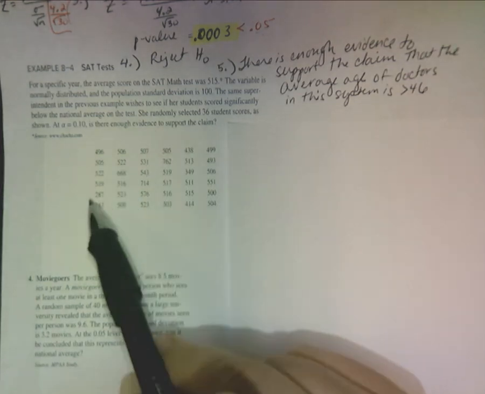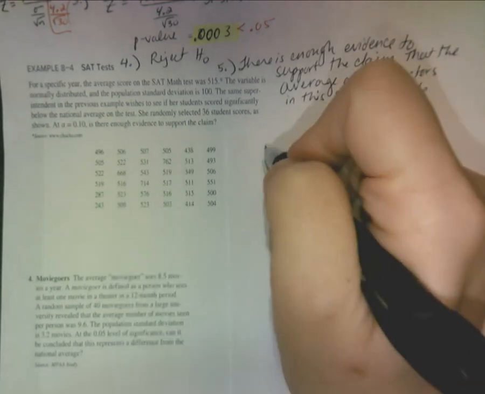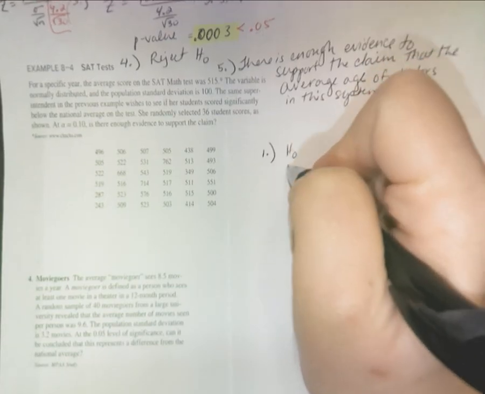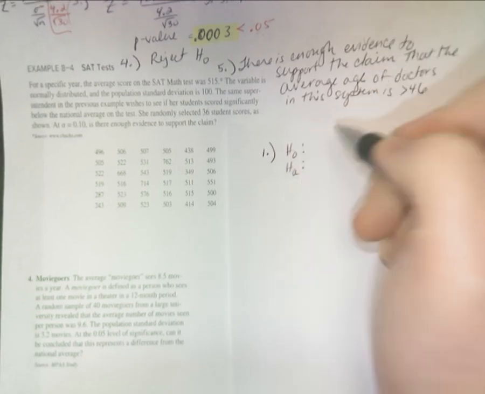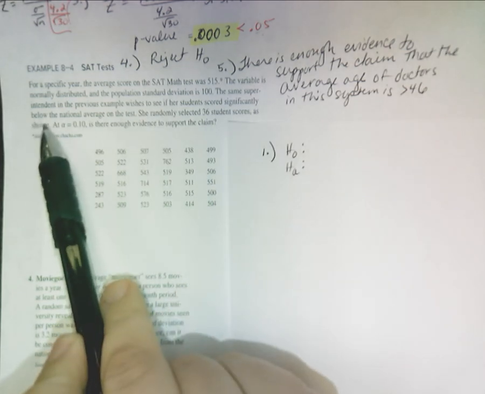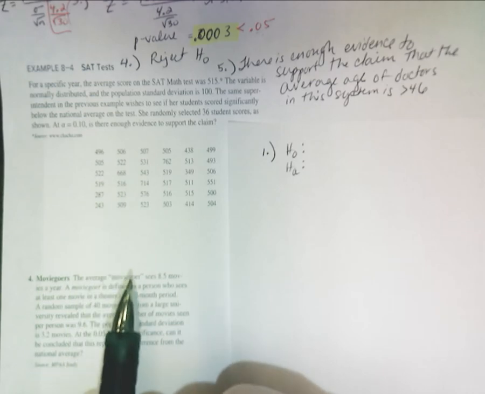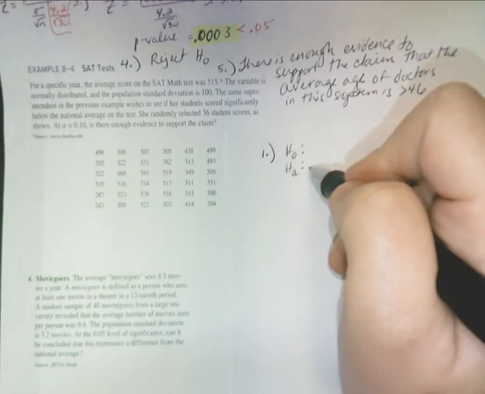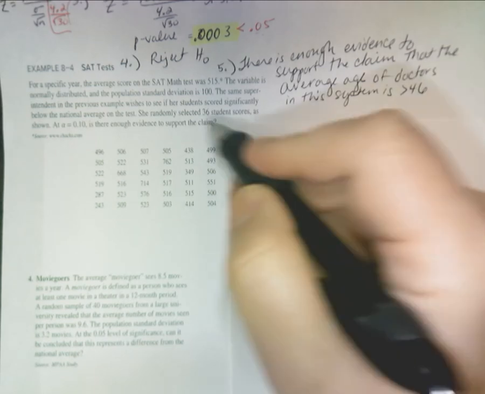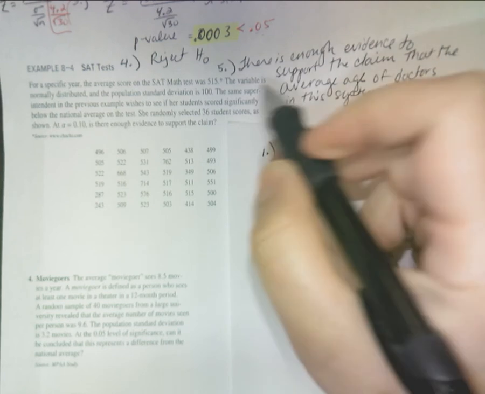By the way, I've already pre-put this into my calculator, just so you know. So step number 1, you write your H0 and your HA. That's really the least you should do right now. What is this whole question about? Well, she's looking to see if her kids scored significantly below the national average. She's afraid, oh my gosh, my kids are dumb. I hope she doesn't think that. Okay, so she thinks that the average of her kids, these 36, is below the national average, which was 515.